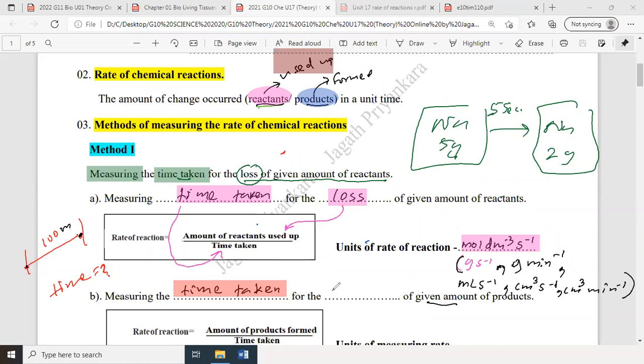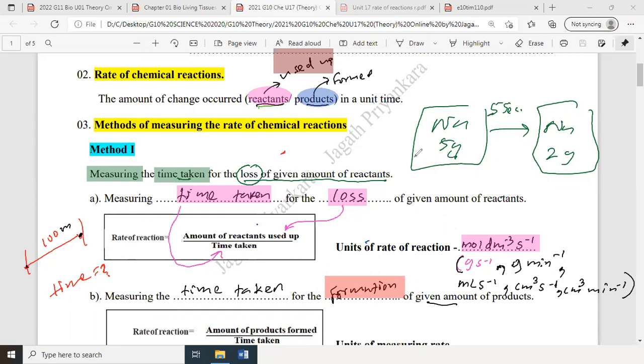So come to the blank for the production of a given amount of products. Time taken for the formation of a given amount of products. Loss of a given amount of reactants. Example, loss of 3 grams. What is the time taken? So therefore, by looking at the reactant also, you can look at here in pink, by looking at the reactant also, you can tell the rate, as well as by looking at the products also, you can decide the rate.